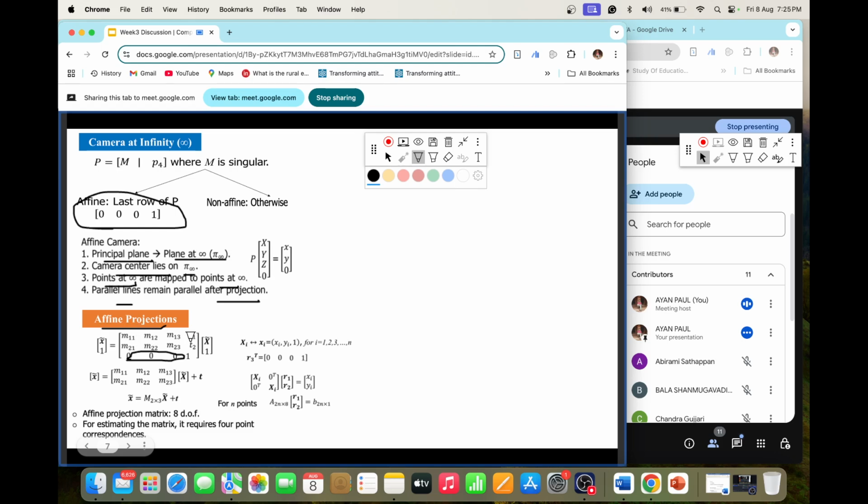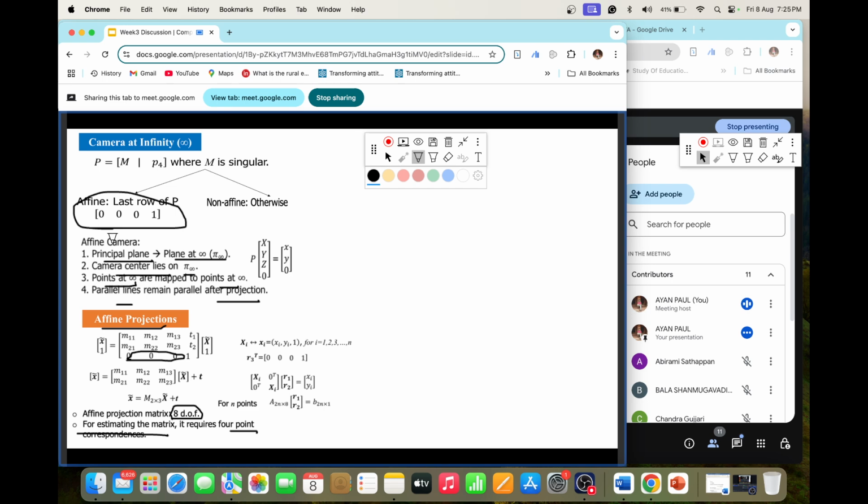Earlier we had 11 independent variables, so we required 6 points to solve the projection matrix. Now we have 8 independent variables, so we will require only 4 points to solve this projection matrix. So this is the theory behind it. The affine camera projection matrix has 8 DOF. For each point we get 2 equations, so for 4 points we get 8 equations, and with 8 equations we can solve these 8 DOF. That is why we require 4 point correspondences.